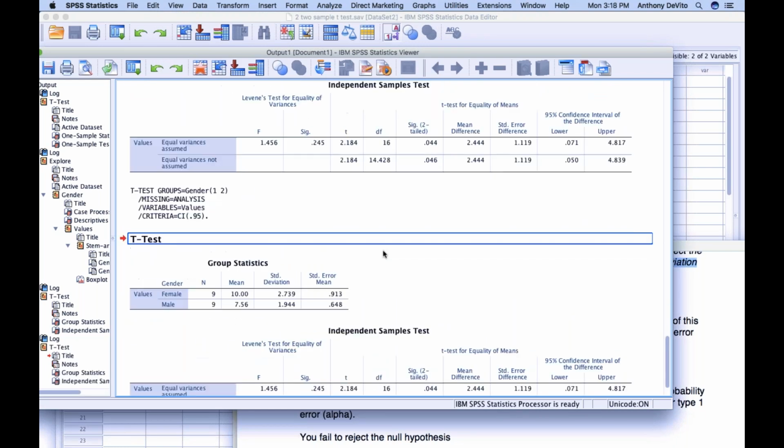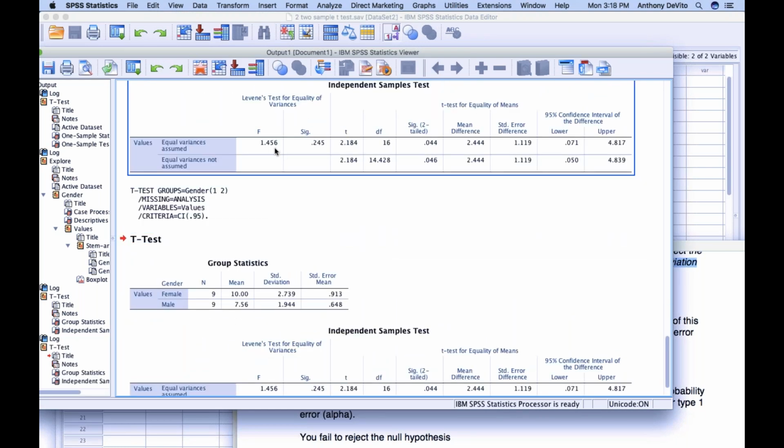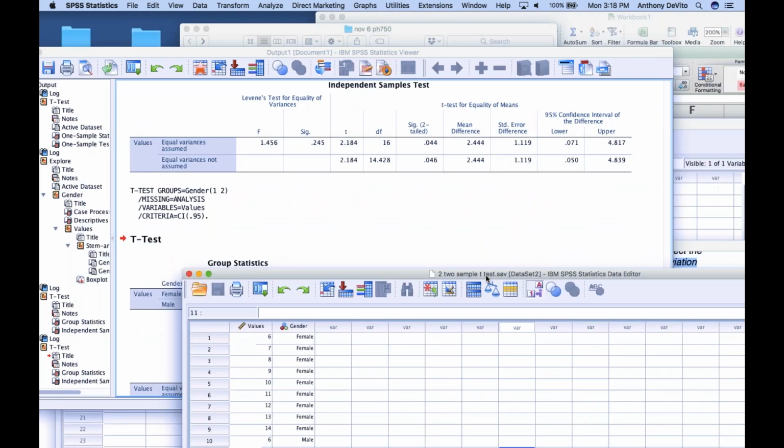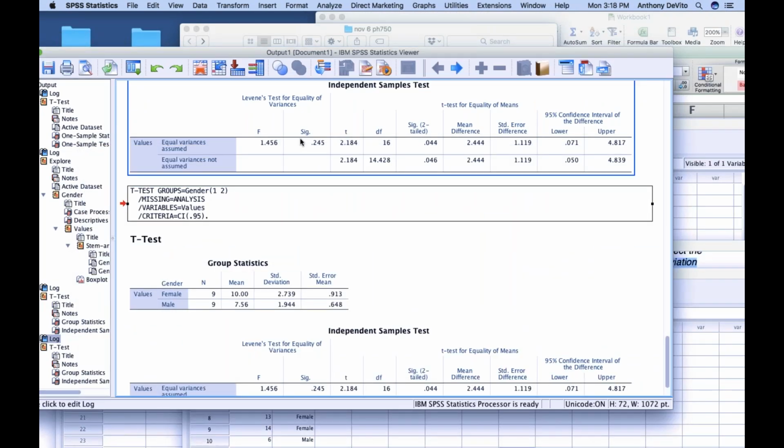Let's see what our result is. Our result is the t-score; now ignore that first part. See that Levene's test for equality of variances? Don't worry about that right now. So look at the next part. What is the t-score in that top line? 2.184, right? That's my value of t for the difference between these two means.